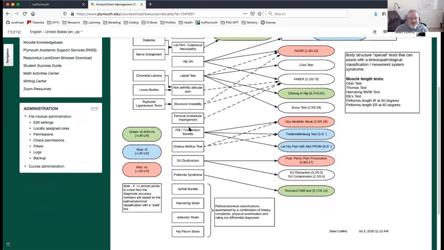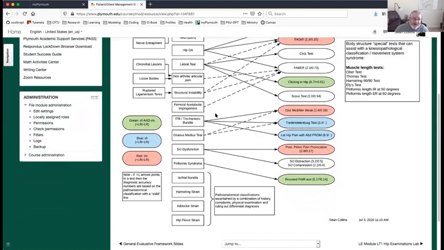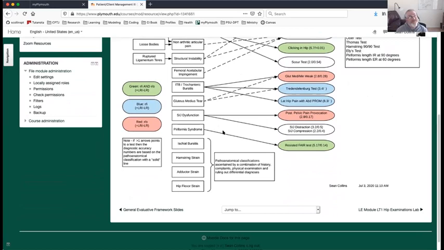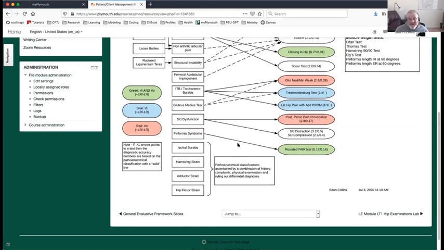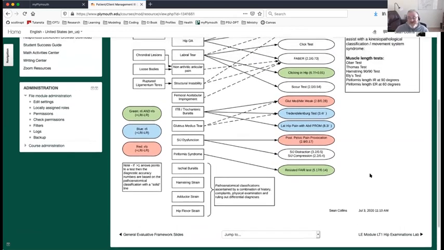So down here, if there are pathoanatomical conditions that have enough prevalence to show up in guidelines or books or just off the top of my head, but they don't actually have any tests for ruling in or ruling out the pathoanatomy, then I essentially just put them at the bottom and note that the pathoanatomical classifications are ascertained by a combination of history, complaints, physical exam, and ruling out differential diagnoses.